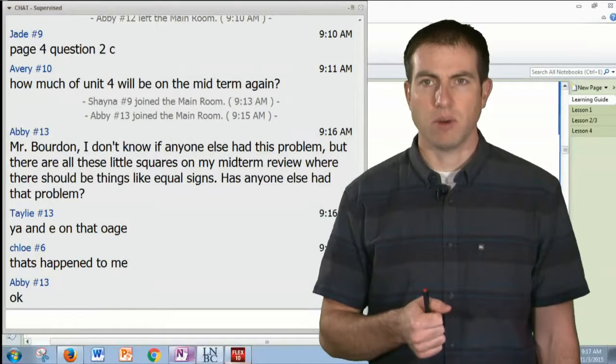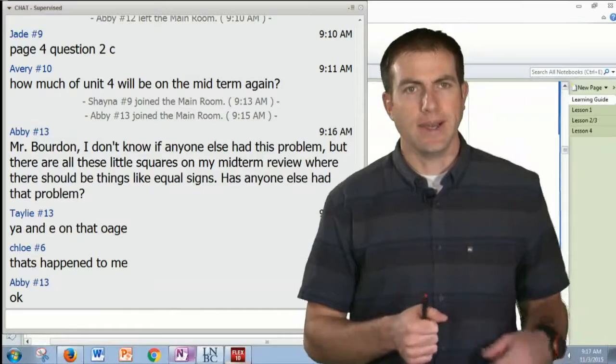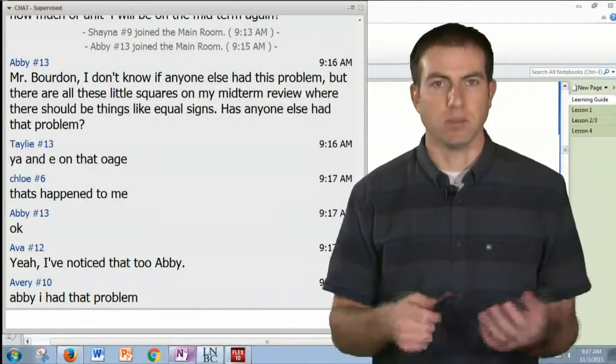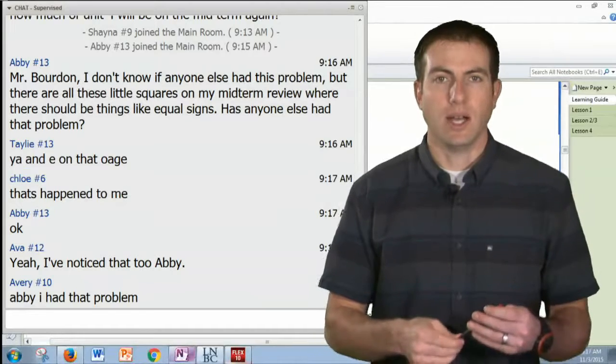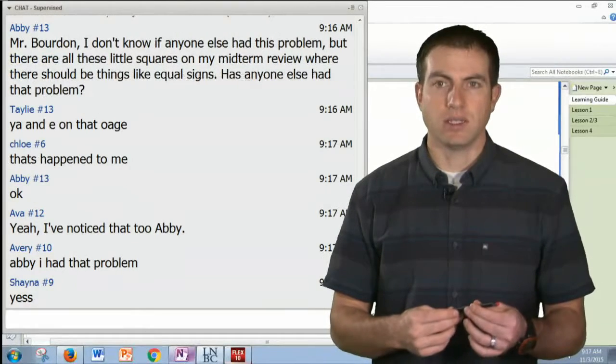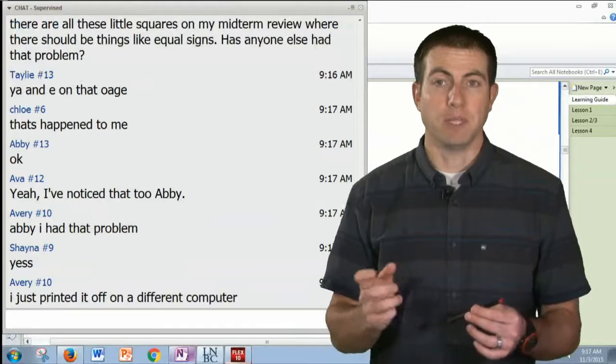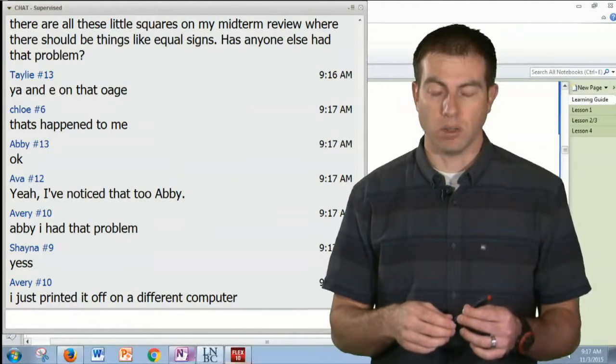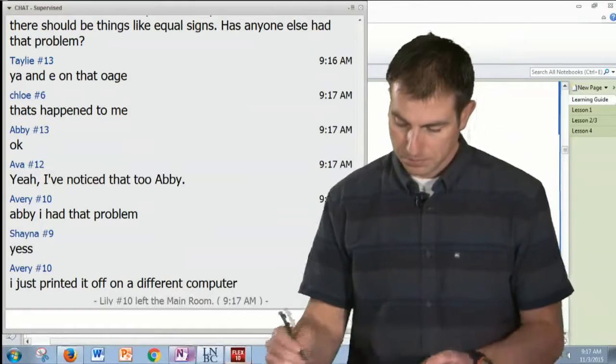Anyone else running into that problem? See a few people typing. So yeah, oh, Avery too, perfect. Well, not perfect, but it's not just you. I'll do my best to convert these things into PDF, and then hopefully you don't run into that problem. I don't think it should happen as much.